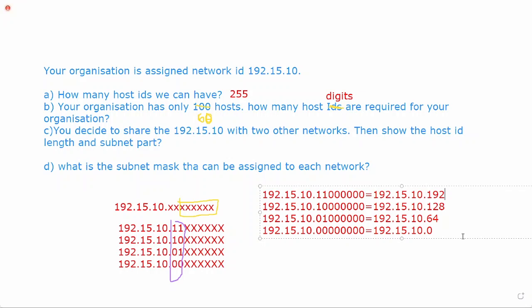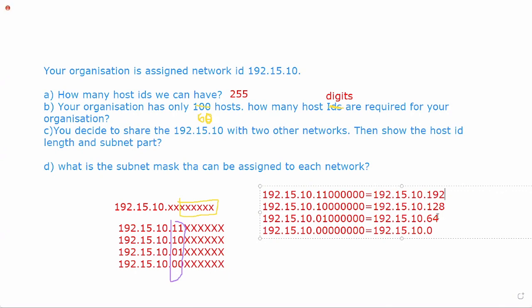And if you want to make any notes of what is happening, you can also write them down. So basically the first network can have 192.15.10.1, 2, 3, 4, those ones. The next network will start from 65, 66, like that. The next network will start from 129, like that. And the next one will start from 193. So this one network can now be shared by different networks.